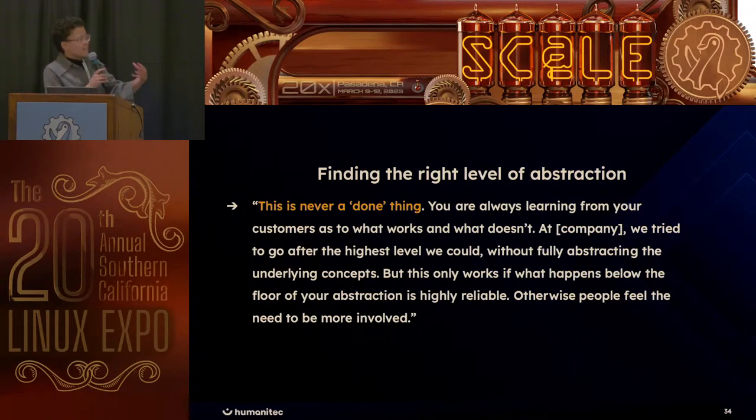And he said that at his company, they had tried to go after the highest level of abstraction that they could without fully abstracting the underlying concepts. But in the process, they learned that it only worked when what happens below the abstraction is highly reliable. Otherwise, people will feel the need to become more involved and circumvent the platform.